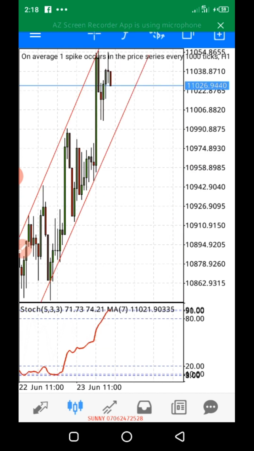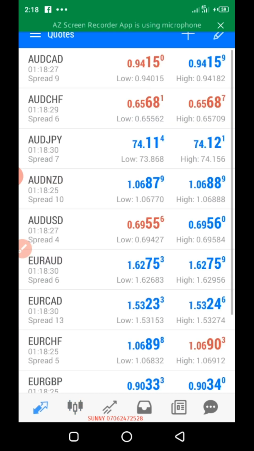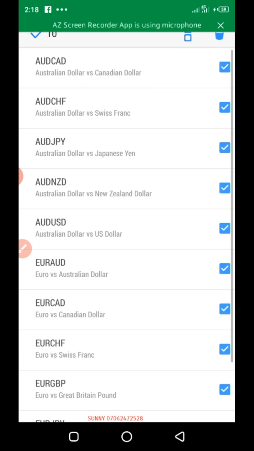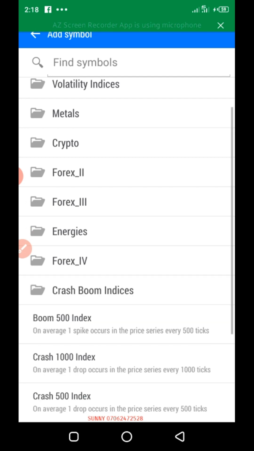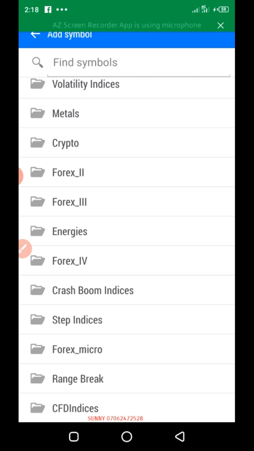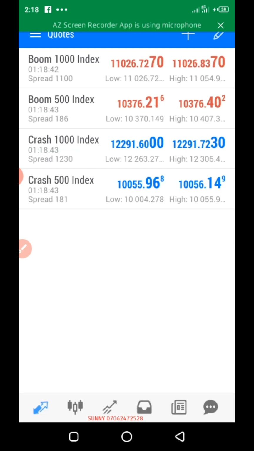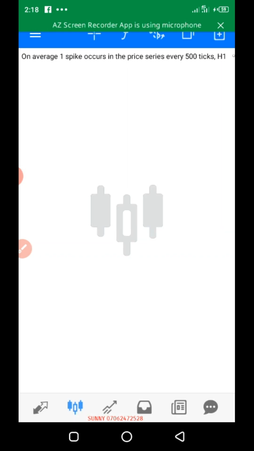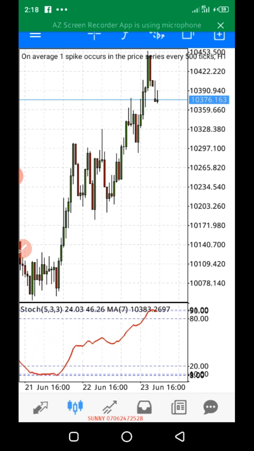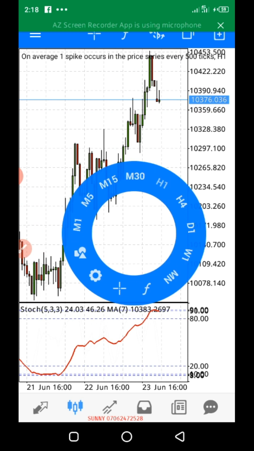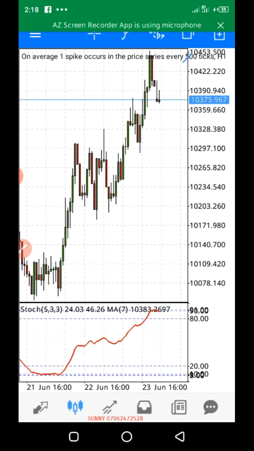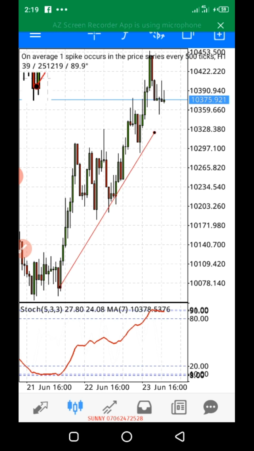Okay, these are currencies. Let me quickly do this. Let me add crash index. Okay, let's check Boom 1000. Look at the structure of Boom 1000. It's very easy. Okay, I'm going to tap on my screen, click on the trend line, then click and draw. Okay, I got it. I'm going to click and draw.